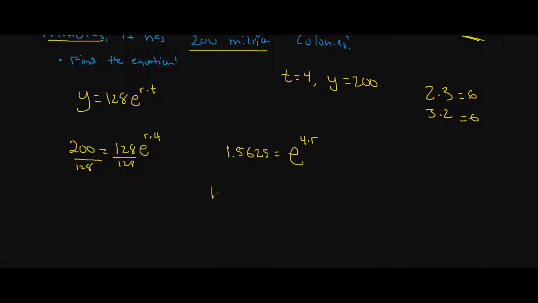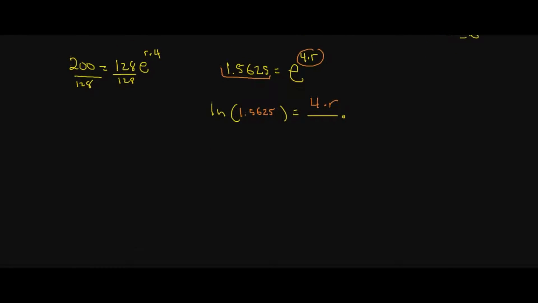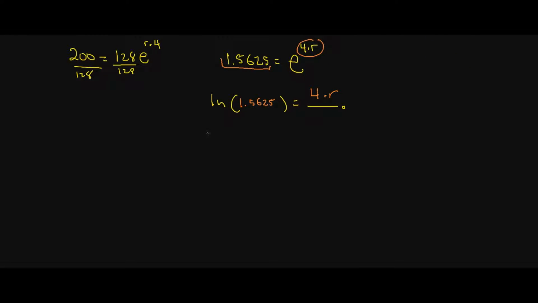Now, to convert this to logarithmic form, because it's e, continuous, it gets its own special inverse. This is the output, so that becomes the input, 1.5625, and this is the input, so that becomes the output. So let's write that down. We got ln of 1.5625 is equal to 4r.